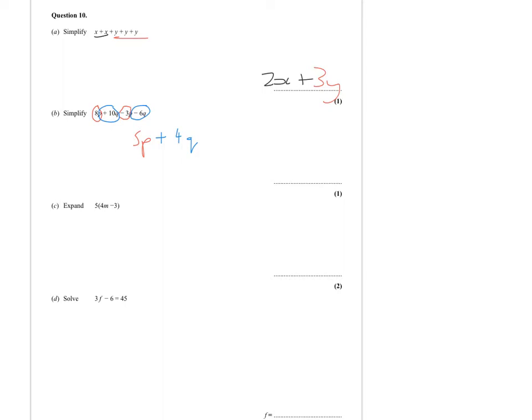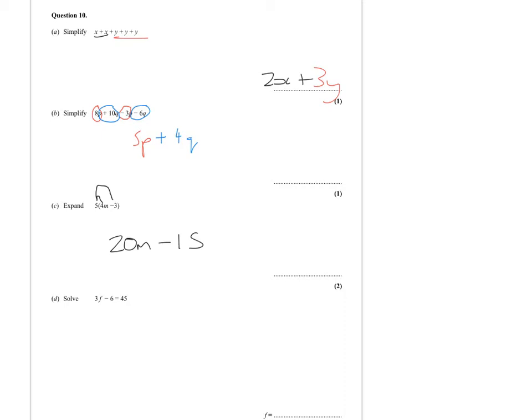Next, part C, we're asked to expand 5 times 4m minus 3. So we're going to do 5 times 4m and 5 times minus 3. 5 times 4m is 20m, and 5 times minus 3 will give us minus 15.